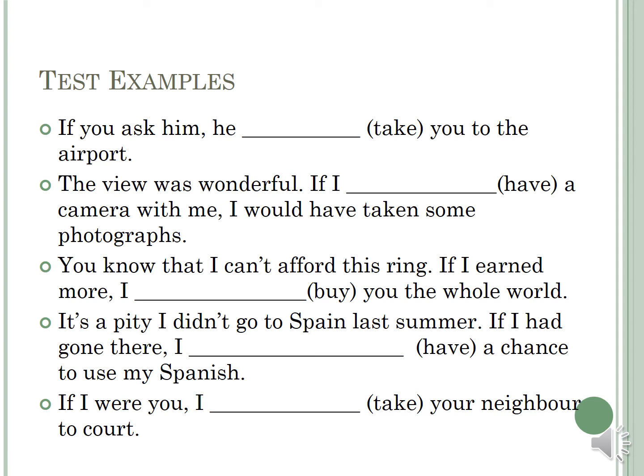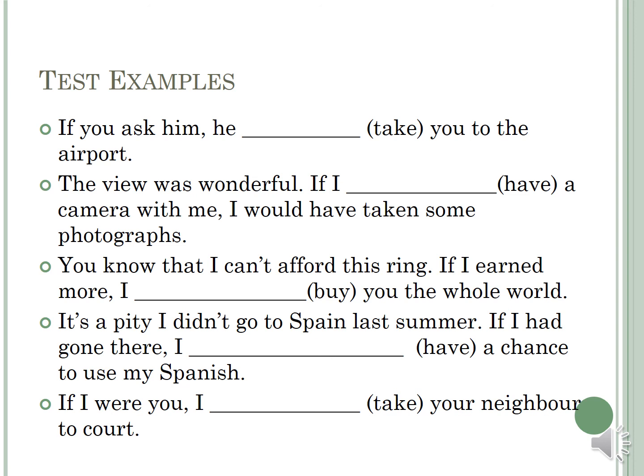You know that I can't afford this ring. If I earned more, I buy you the whole world. Notice in the if clause, it says if I earned more. So I'm using past simple. When do I use the past simple in an if condition? When it's unlikely to happen. So in the result clause I'd use, I would buy you the whole world. But I don't earn a lot of money.